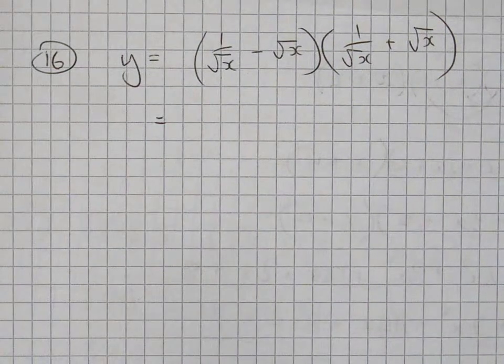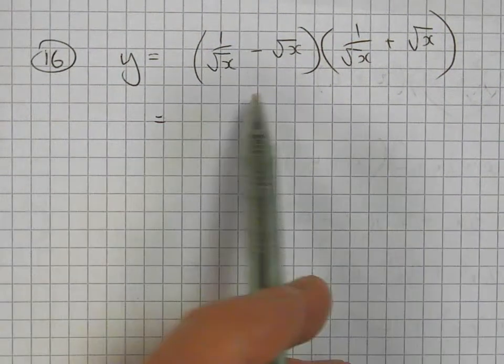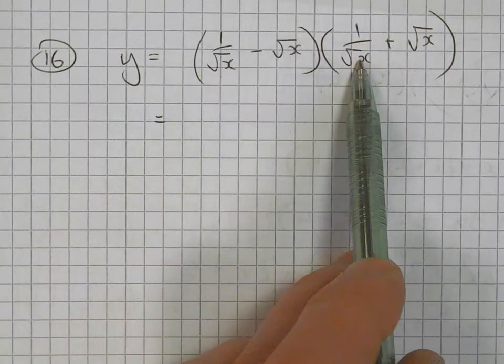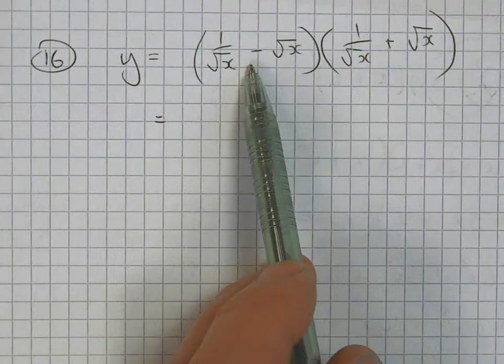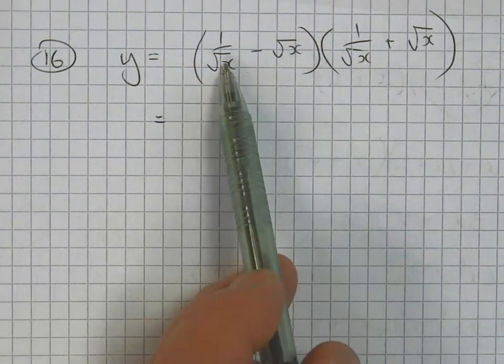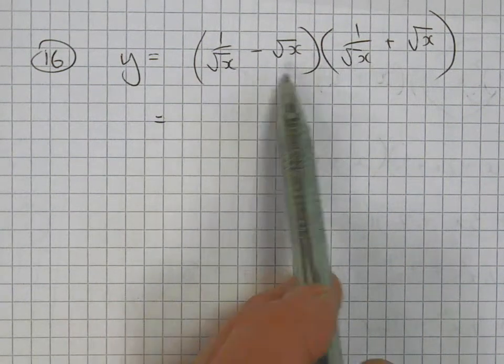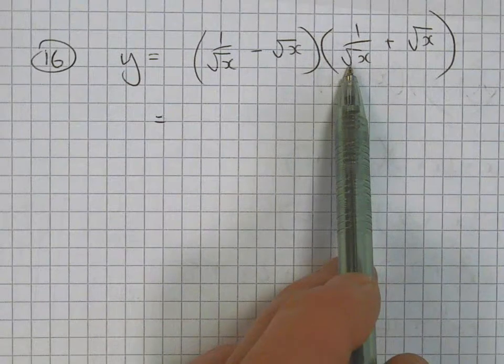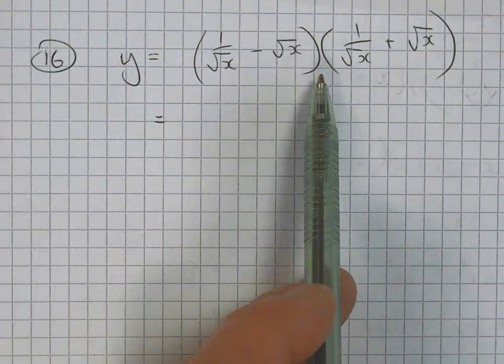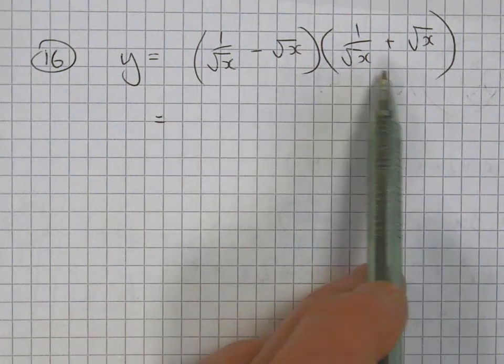How I'd solve this one. First of all, you can work like this if you want to. It is possible to do this. Because you could do 1 over the root of x times 1 over the root of x is 1 over x, because root x times root x is just x.